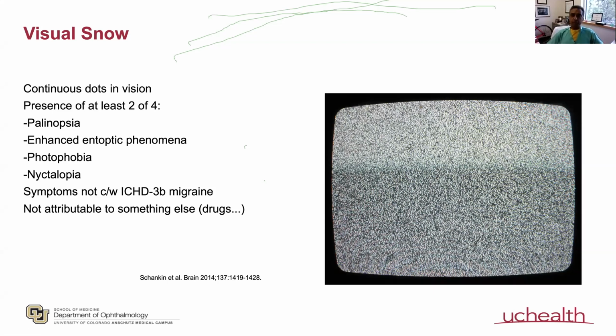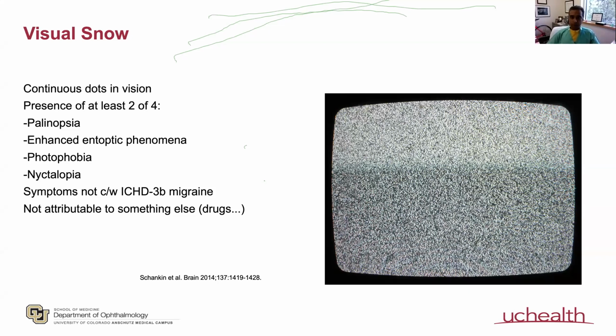And the visual snow syndrome has been described as this appreciation of continuous dots in the vision with at least 2 of the 4 accompanying features. So if a patient comes in and just says, oh, my vision looks pixelated, that's not enough to make a diagnosis of visual snow syndrome. They should have palinopsia, so persistent visual images, or more commonly trailing of images as they look from one thing to another.